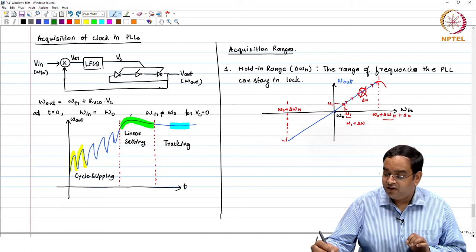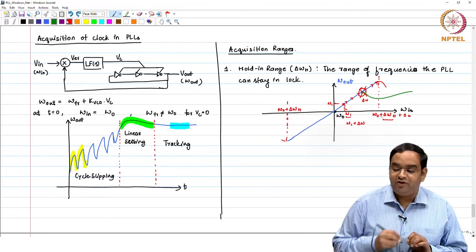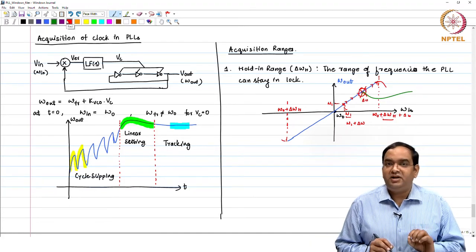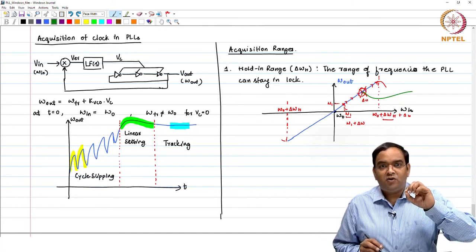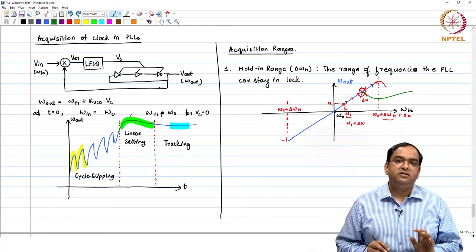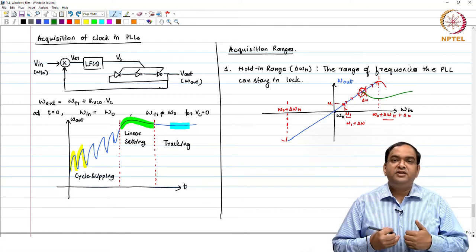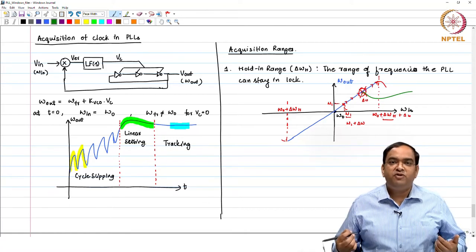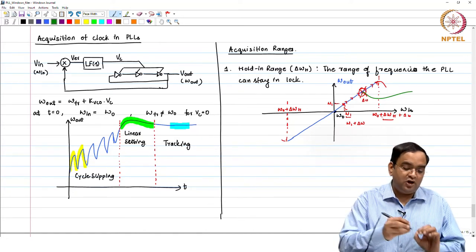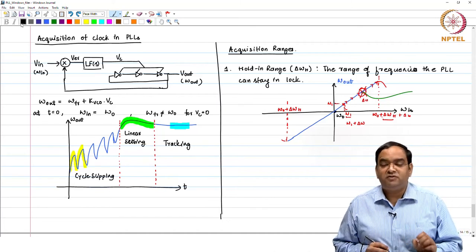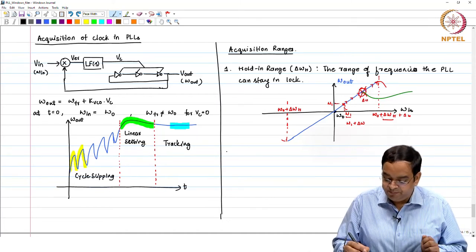it is not going to happen that the PLL loses lock and the output frequency is... loses lock means that your output frequency can be anywhere. It doesn't follow the input frequency. That will not happen if that particular input frequency is within the hold range. So, hold range, you can think this is a very wide frequency range over which the PLL can hold its lock, even in the presence of small disturbances.